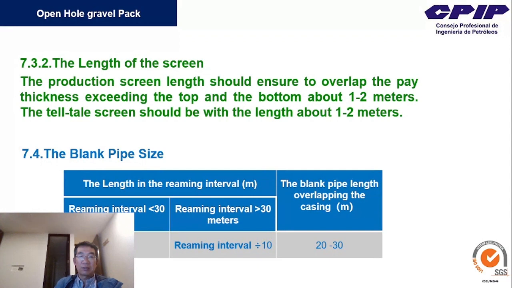7.4, the blank pipe size. The length in the reaming interval. The reaming interval below is 3 meters, the reaming interval above is 30 meters, the reaming interval is 3 to 10. The blank pipe length that overlaps the casing is from 20 to 30 meters.